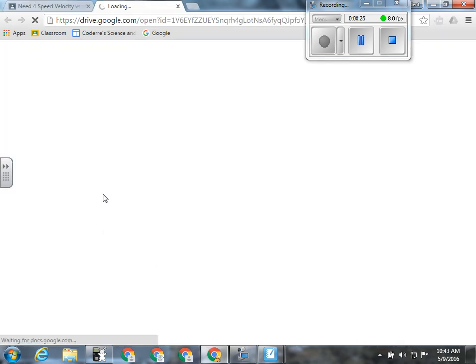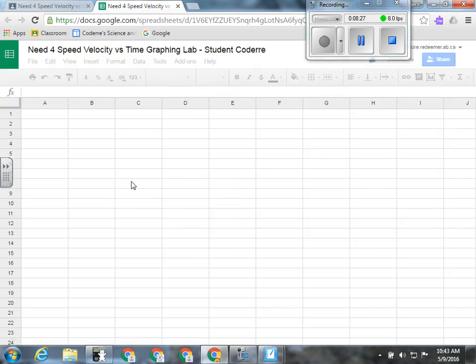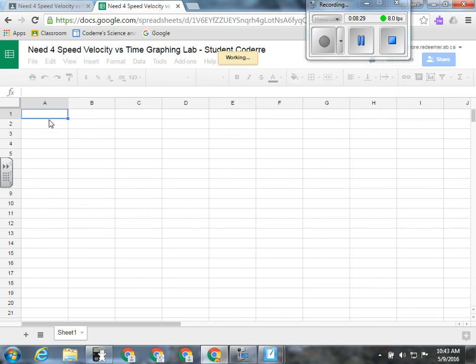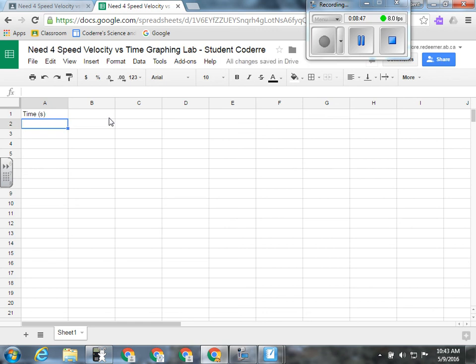So when you open that up, so that you get it arranged properly, your first column needs to be time. And it's going to be different for every car because every car's times are different. So I'm just going to write in here, time in seconds.